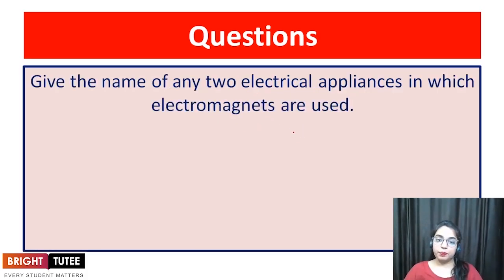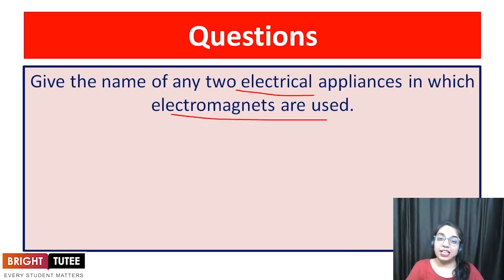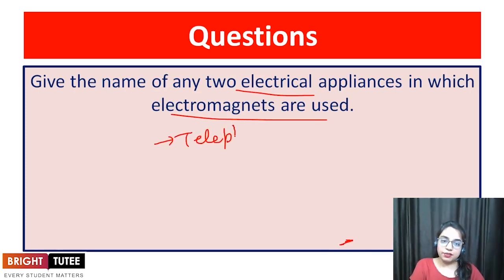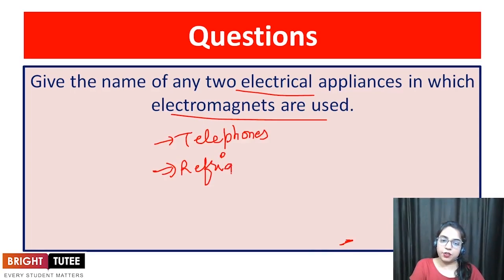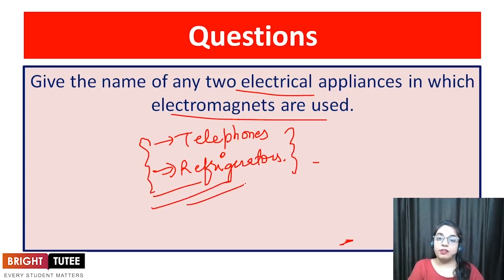Okay. Next question, give the name of any two electrical appliances in which electromagnets are used. So children, electromagnets are used in your telephones, and they are also used in refrigerators. And I am sure children, you can name many appliances from around you wherein we use electromagnets. These are just two examples.